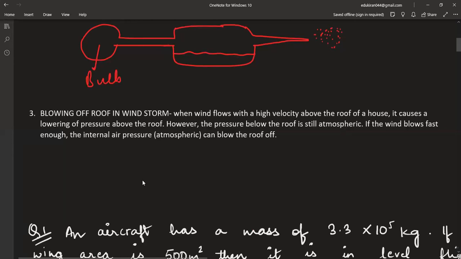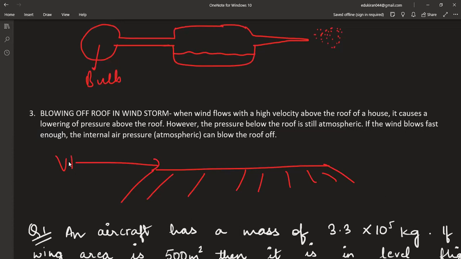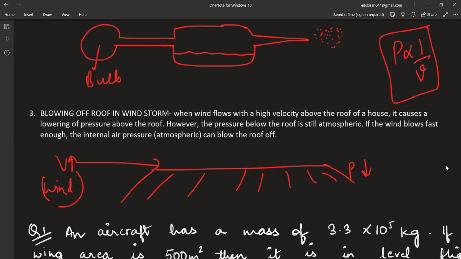Last is blowing off roofs in the wind of summer. These are very light roofs. So when wind blows with high velocity, it causes the lowering of pressure. You just have to remember that pressure is inversely proportional to velocity. That's it. So when the wind is blowing, the higher pressure pushes the roof off. If the wind blows fast enough, the internal atmospheric pressure can blow off the roof.